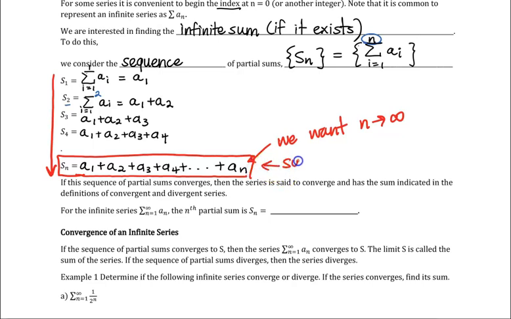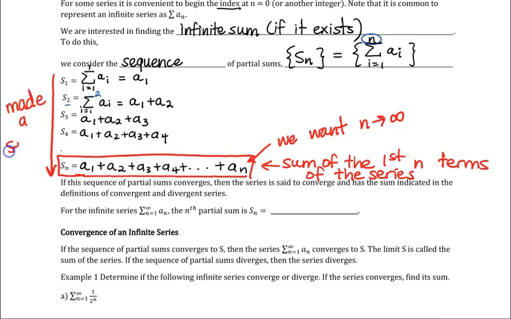This is the sum of the first n terms of the series. Remember, the series is when we add things up. We made a sequence of S1, S2, S3, S4, Sn. And in that sequence, we're interested in what's happening when n goes to infinity.